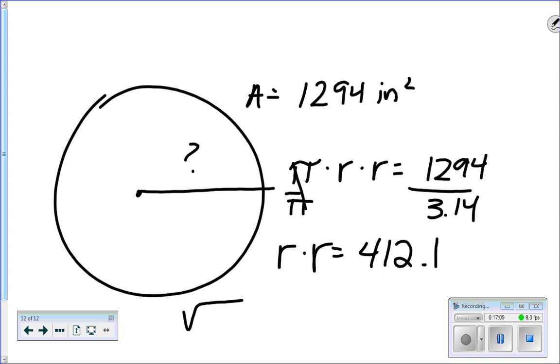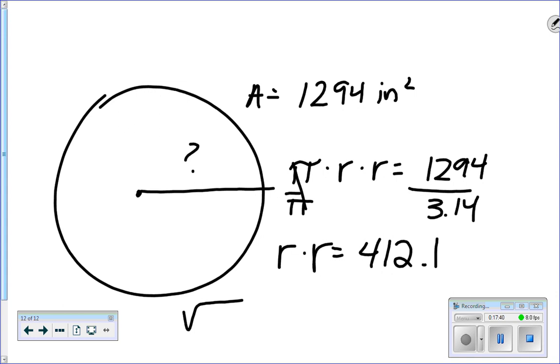Who does not have one like this? Yours is different. You have to put your number in first, and then push your square root key. So you put your number in first, and then your square root. These, you have to put the square root and then the number. This one right here, you push second, that one, and then 412.1, enter.